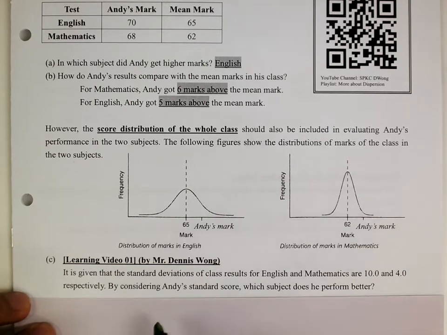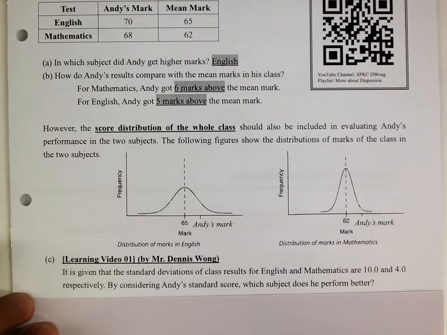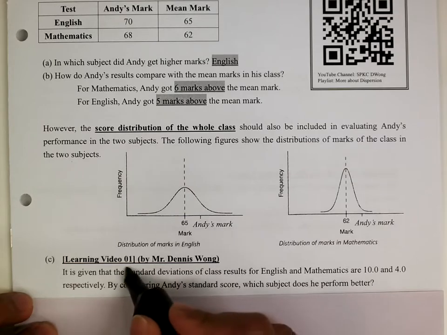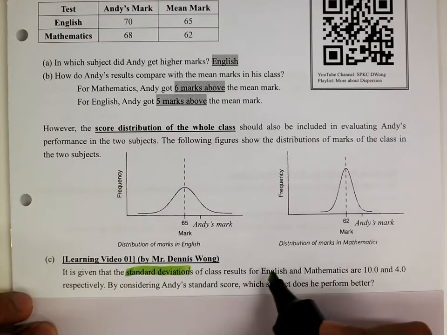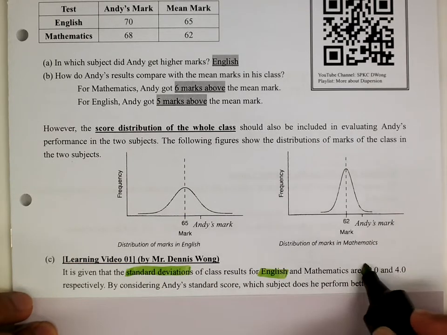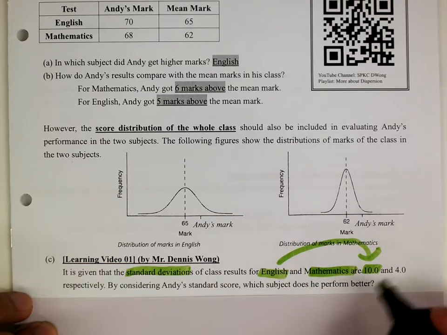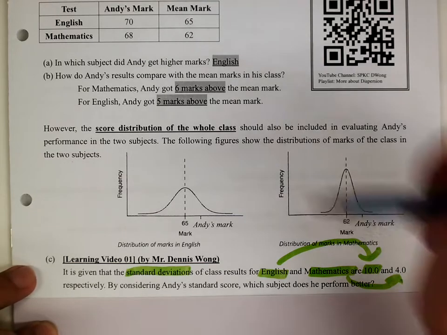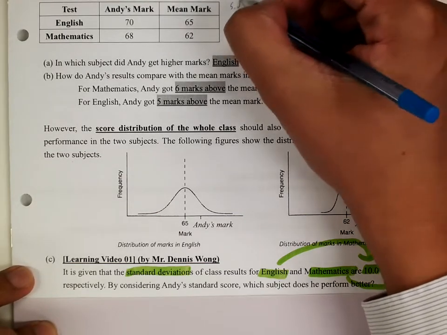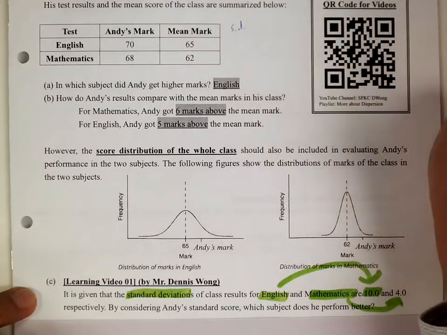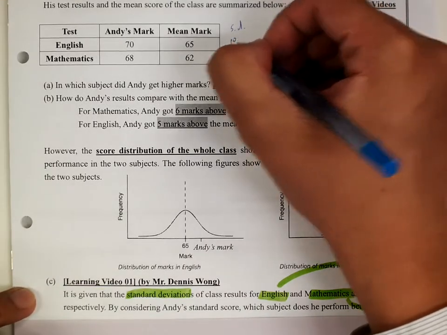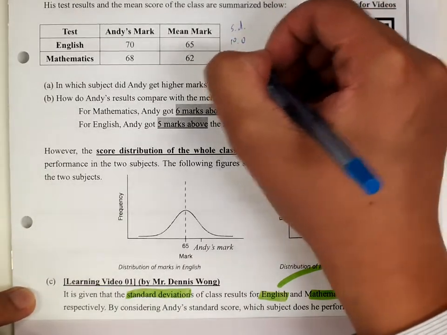In this question, we consider the performance of Andy relative to his classmates. There is one extra piece of information given, which is the standard deviation. The standard deviation for English for the whole class is 10.0. For math it is 4.0. In other words, we can put it back into the table on the top. The standard deviation SD for English is 10.0, for math is 4.0.